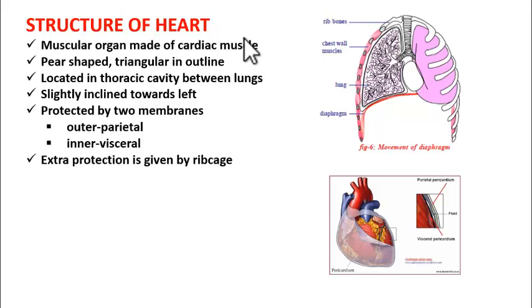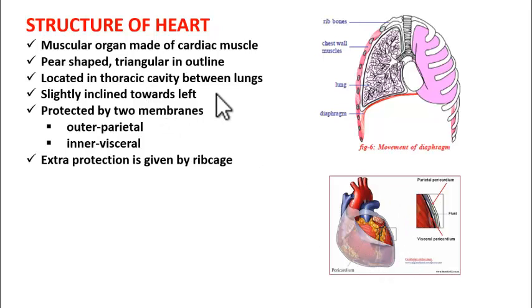We know that there are three types of muscles in our body, right? Smooth muscle, skeletal muscle, and cardiac. So, heart is made up of cardiac muscle. It is pear shaped. Because of that, it is triangular in outline. If you see, the anterior end is broader and the posterior end is narrower. So it is triangular in outline.